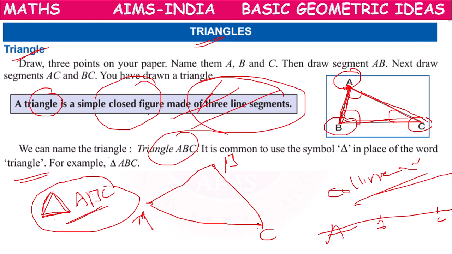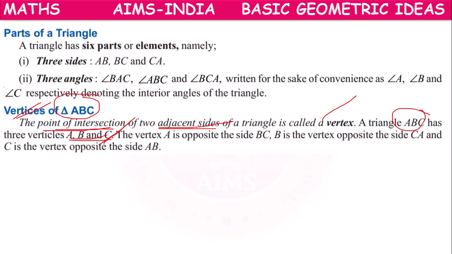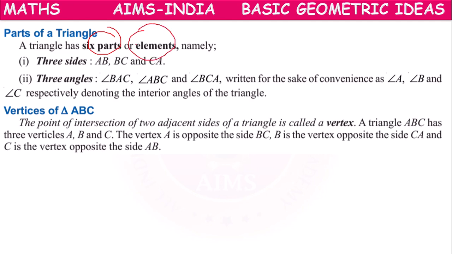The vertex A is opposite to BC. Vertex B is opposite to AC. Vertex C is opposite to AB. Like that, we have 3 sides, 3 angles, 3 vertices. But the measurable parts are only 6 parts, 6 elements whose value we can measure. Vertices are just points, we cannot measure them. So if asked how many parts a triangle has, your answer should be only 6 parts which can be measured.